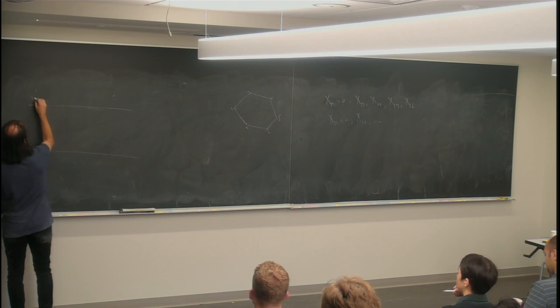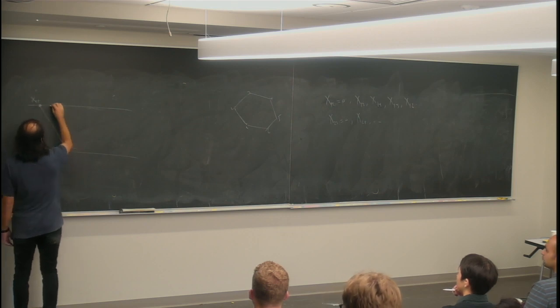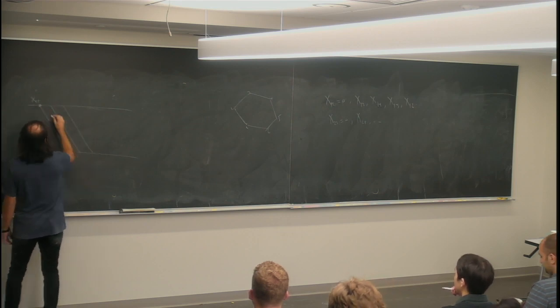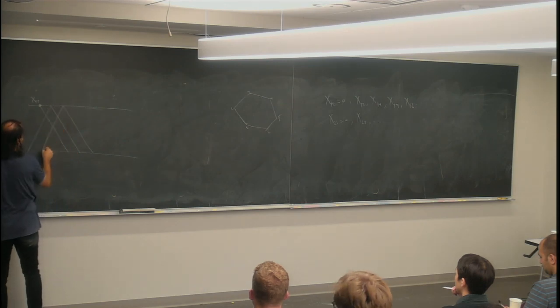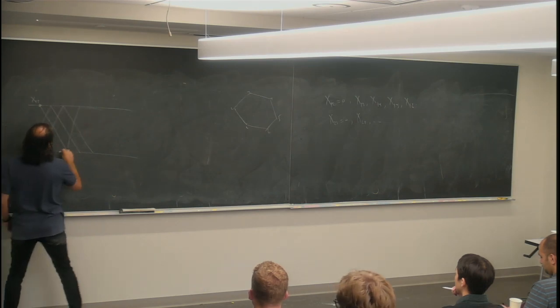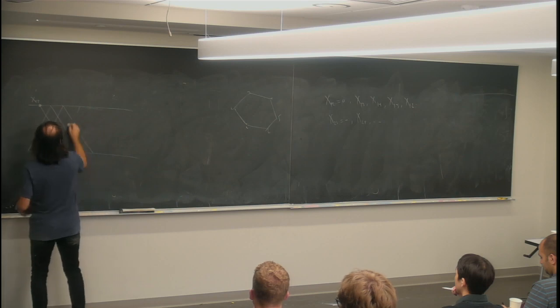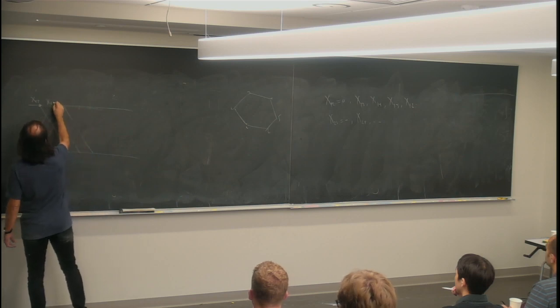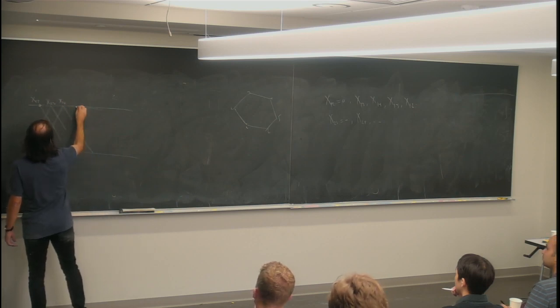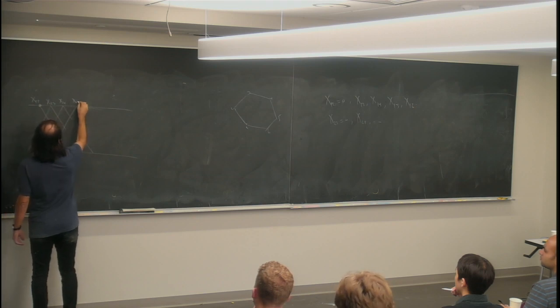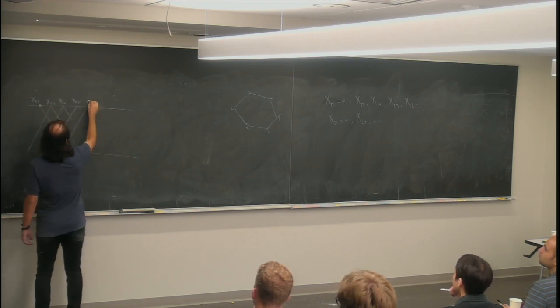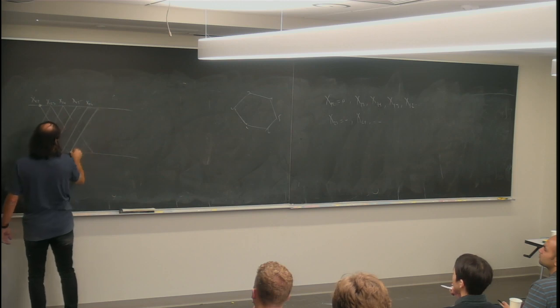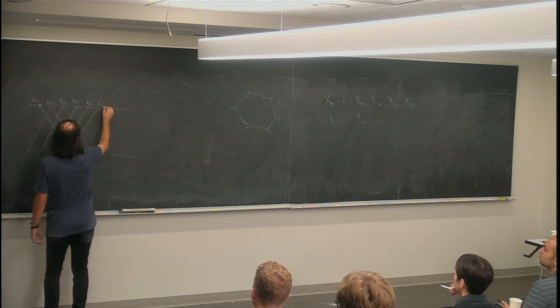So this is just denoting the variables, nothing else at the moment. I just have x12. I'll draw it like this. x12, x23, x34. Let's do n equals 6. x45, x56. And so here's the problem. This is x61.